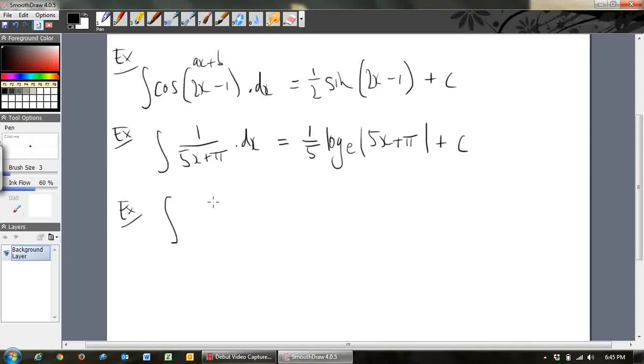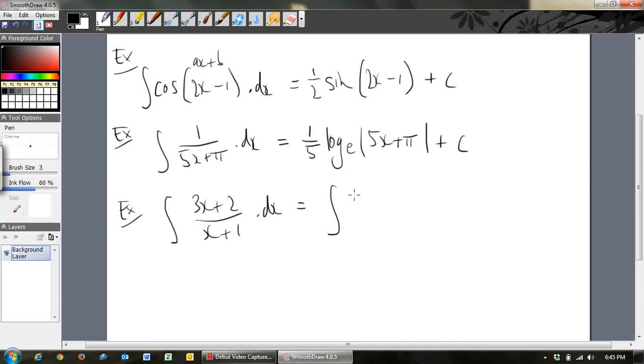What's probably a good one here? The integral of 3x plus 2 over x plus 1. In that situation, we're always looking to put it in the form of something that we know. At the moment we don't know how to anti-differentiate this, but can we change it so that we do?